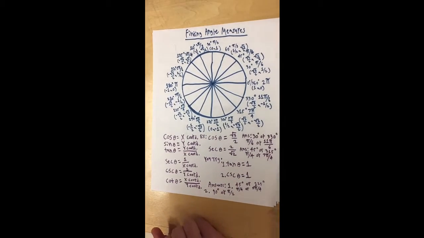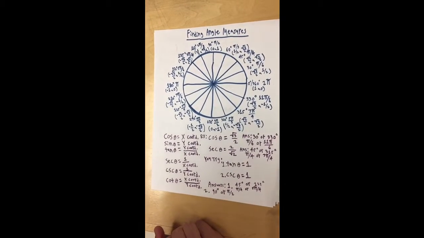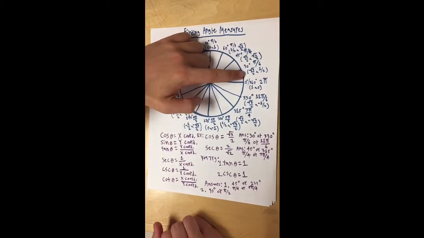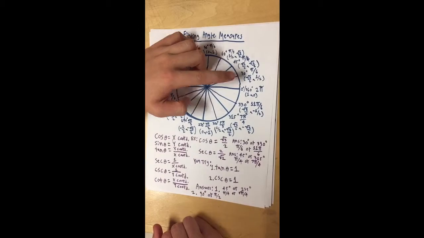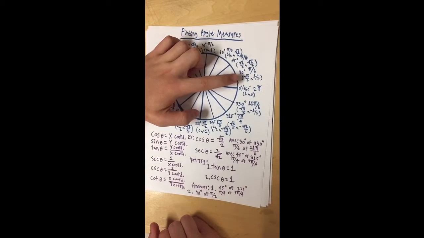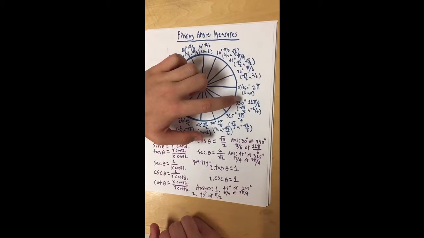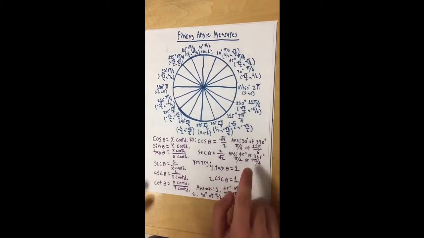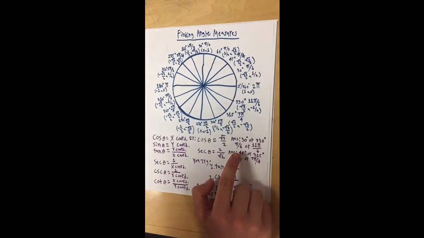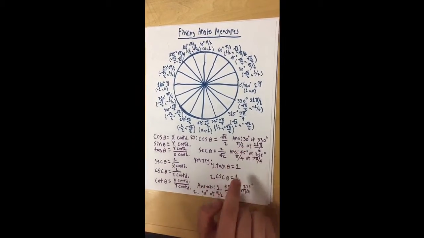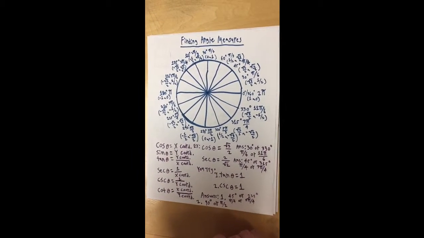Cosine of square root of 3 over 2. You'll see up here, this is the x value because of our x-coordinate. It's right here at 30 degrees and 330 degrees. We have the x value of square root 3 over 2. So it's labeled here. And we also have that in radians, which is pi over 6 for 30 degrees and 11 pi over 6 for 330 degrees.